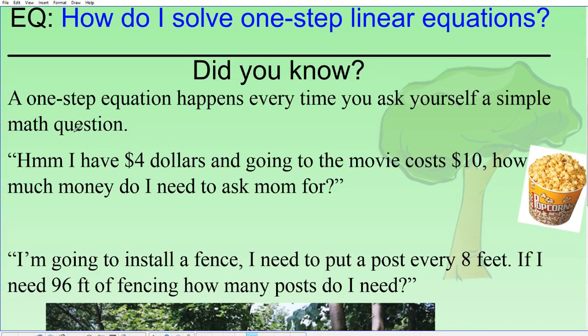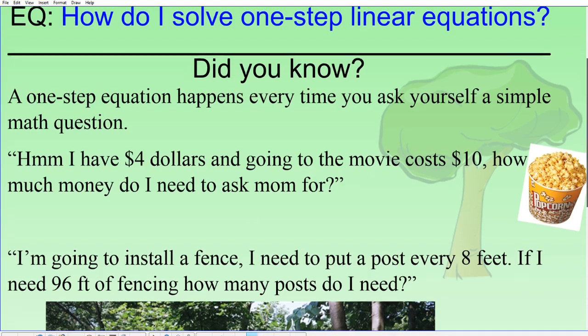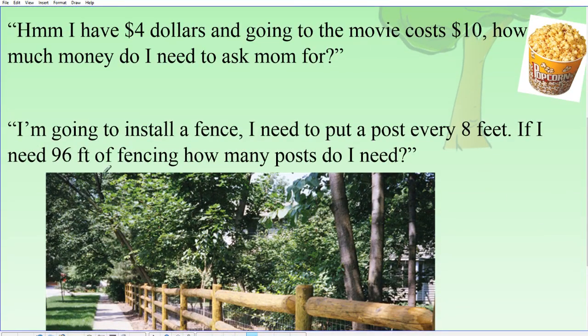Did you know that a one-step equation happens every time you ask yourself a simple math question like, I have $4, I'm going to a movie that costs $10. Well, how much money do I need to ask mom for? That could be represented as a one-step equation. Or, I'm going to install a fence. I need to put a post every 8 feet. If I need 96 feet of fencing, how many posts do I need?